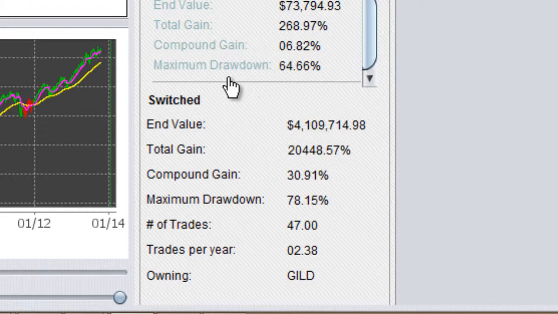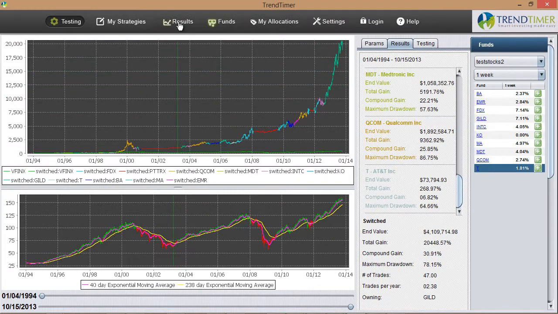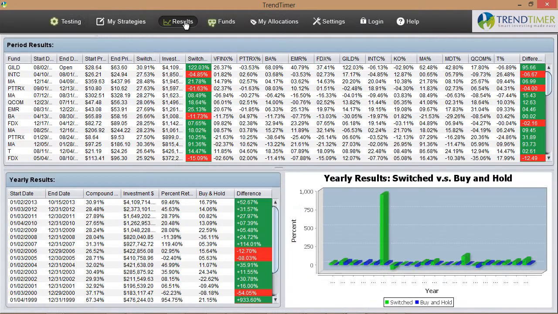If we want to see even more details, we can visit the Results screen. So if I click on the Results button up here, that brings me to the Results screen, and this screen provides quite a bit more detail about how our strategy has performed. There's a section at the top that lists the period results. It shows the results for every trade that we've made. There's a yearly results section, and then there's also a yearly graph. But let's go back to the testing page.